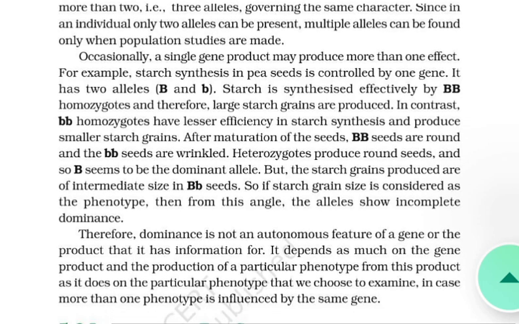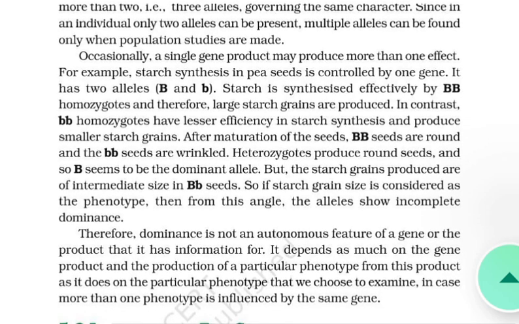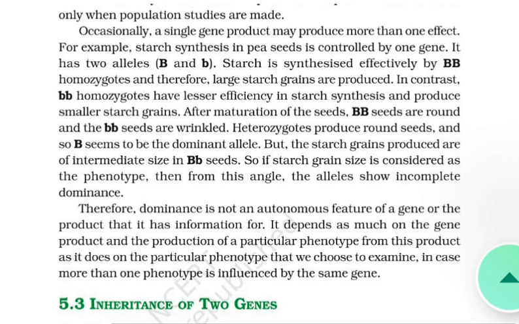Multiple alleles can be found only when population studies are made. Occasionally, a single gene product may produce more than one effect. For example, starch synthesis in pea plant is controlled by one gene.